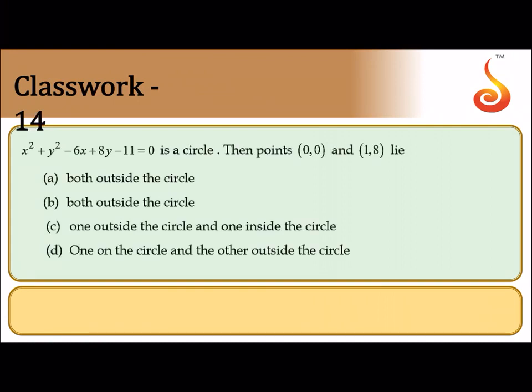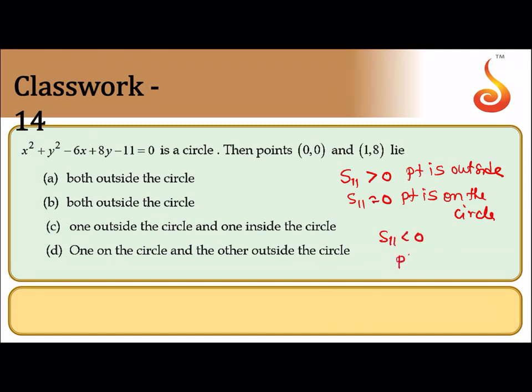Example 14. This x square plus y square minus 6x plus 8y minus 11 is equal to 0 is a circle. Then the points 0, 0 and 1, 8 lie where? Whenever S11 greater than 0, point is outside. That's the concept. S11 is equal to 0, point is on the circle, and S11 is less than 0, point is inside. Again, this is the concept, please remember. This was not discussed in the synopsis.